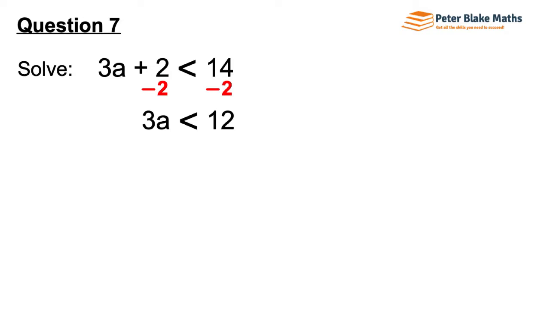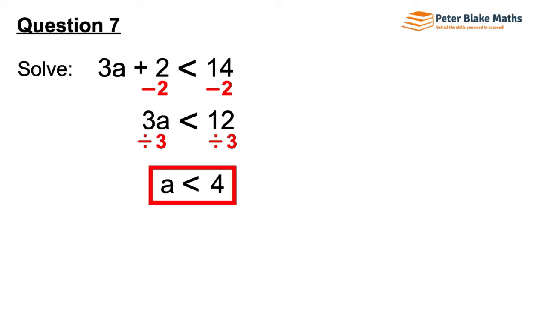Now, to get the letter on its own totally there, we'll move the 3 that's invisibly multiplying at the moment. We'll divide by 3 both sides. That'll leave us with a on the left hand side when the 3s cancel out. We have a less than sign, and 12 divided by 3 is just 4. Once again, we didn't do any multiplying or dividing by negatives, so the arrow stays the same. The less than sign stays as a less than sign there.